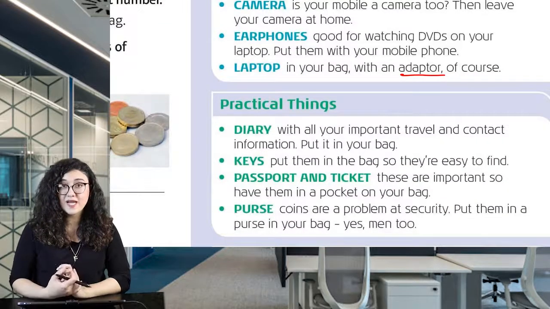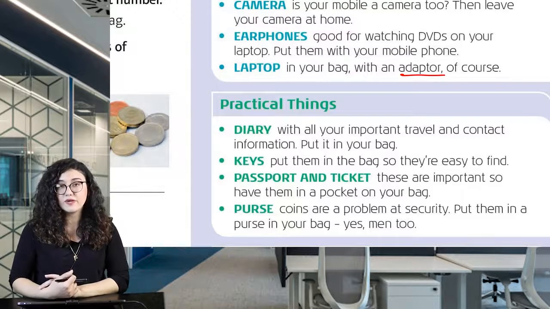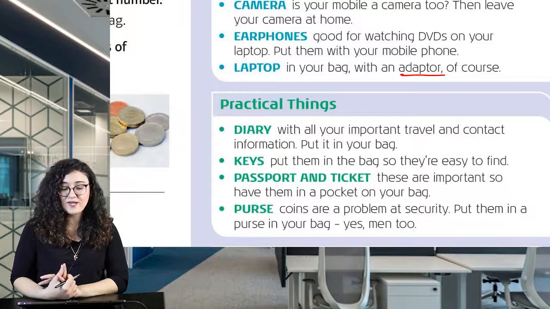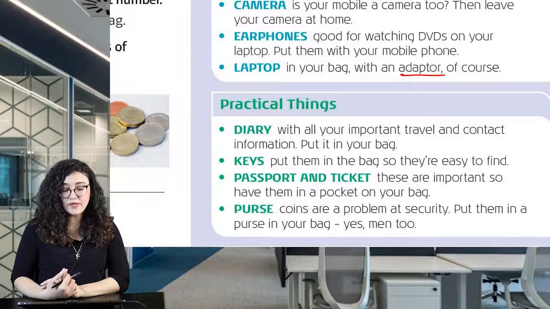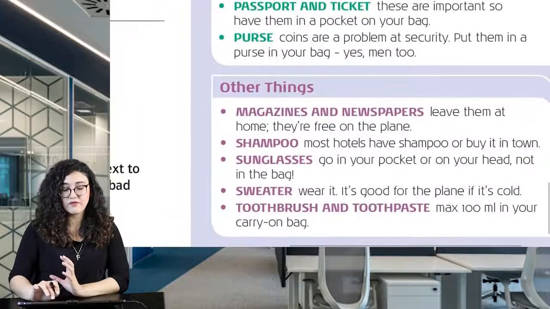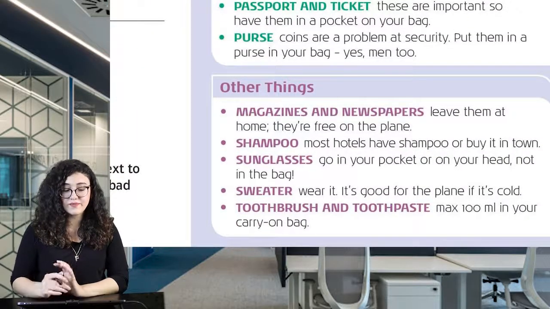Practical things. Diary. With all your important travel and contact information, put it in your bag. Keys. Put them in the bag so they are easy to find. Passport and ticket, of course, these are important, so have them in a pocket on your bag. Purse. Coins are a problem at security. Put them in a purse in your bag. So these are practical things, and now we are moving to other things.